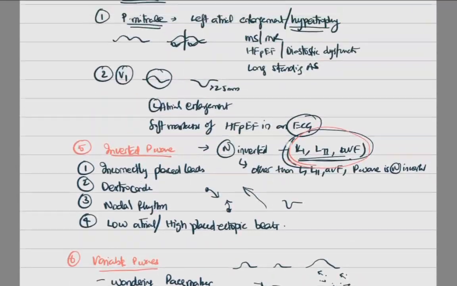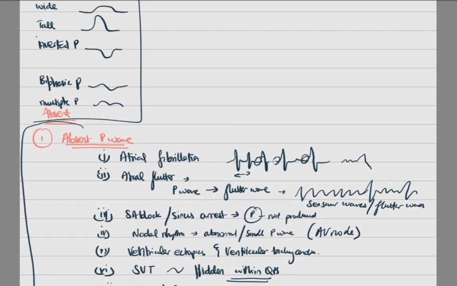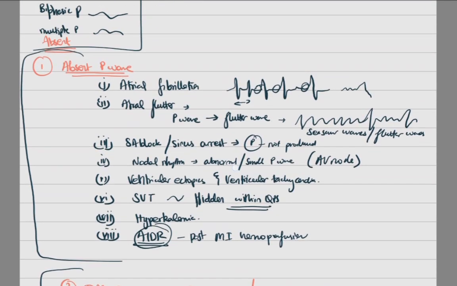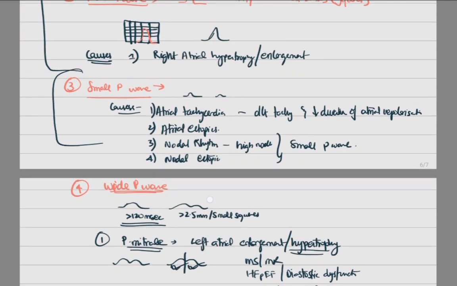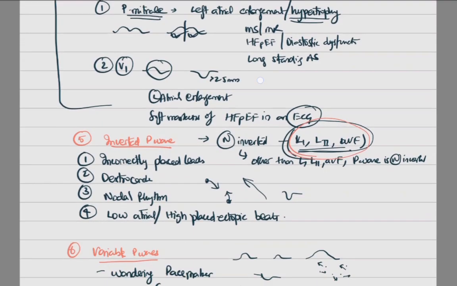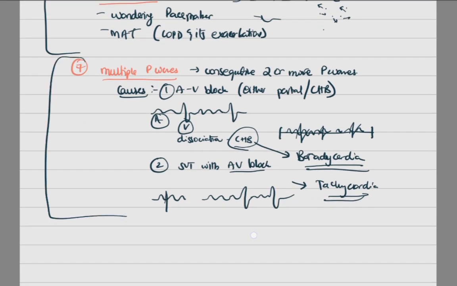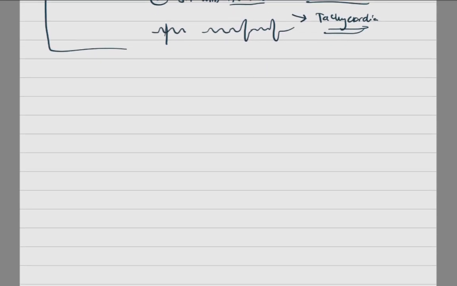So hope you learned a lot in this video about the P wave. I hope you have covered everything in the P wave scenarios. So the thing is, there could be absent P wave, tall P wave, small P wave, wide P wave, inverted P wave, variable P wave, and multiple P waves. So if you master this, I think you know everything about the P wave.